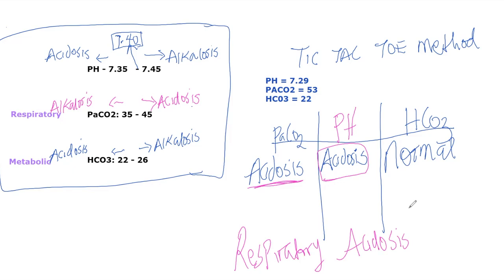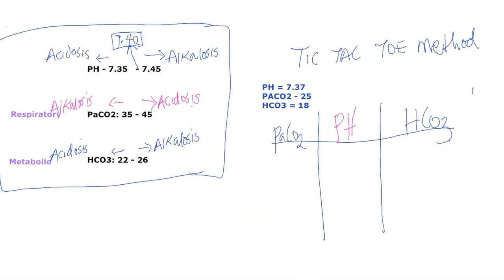All right. So this is another example for us. We're going to do a couple more before we talk about the kind of compensations that we have. So, if we have another example: pH of 7.35, PaCO2 of 25, and HCO3 of 18.